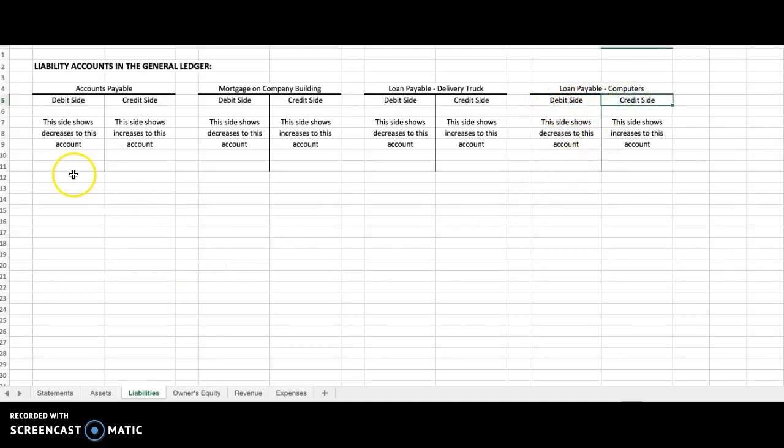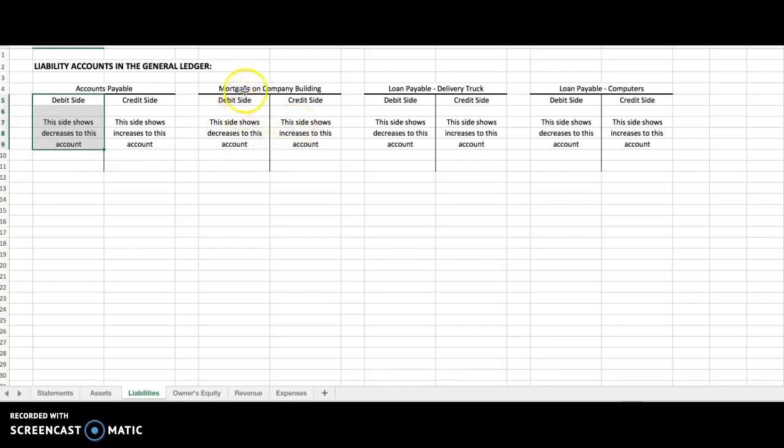That never changes. What does change is this. In any liability account, the debit side, the left side, shows decreases to the account. The credit side shows increases to the account. So if we buy more things and charge them, we owe more money, so that's an increase to accounts payable. If we pay off that accounts payable, that means we owe less money. That would decrease accounts payable. That amount of money would be shown on the left side, the debit side.